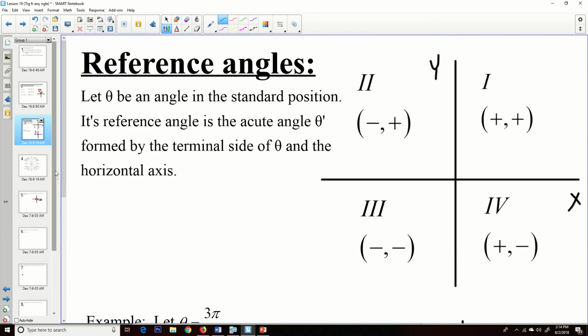All right, so let's talk about reference angles. We're defining some reference angles here. If theta is any angle in standard position, then its reference angle is an acute angle theta prime formed by the terminal side of theta and the horizontal x-axis. All right, so what does this mean?